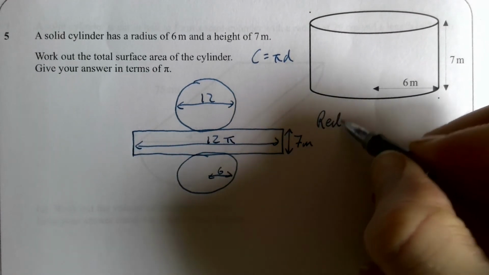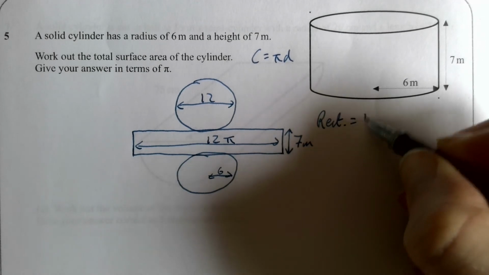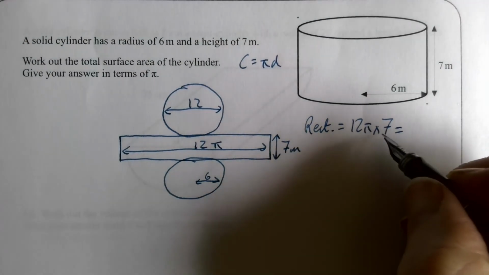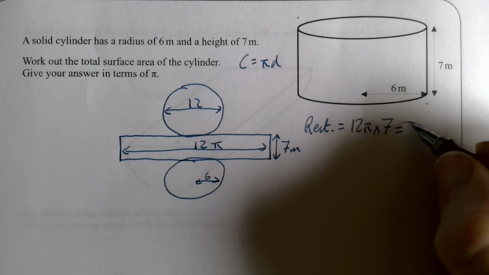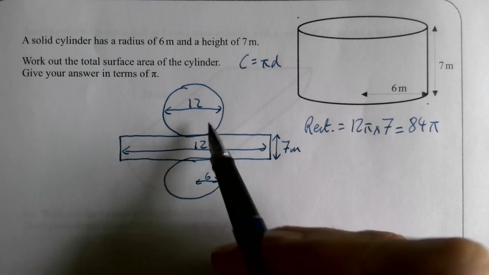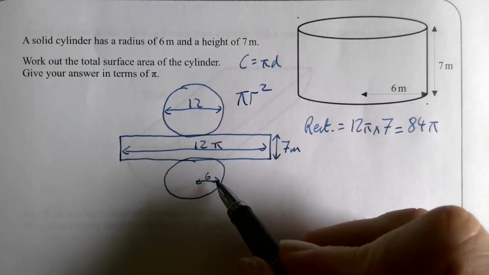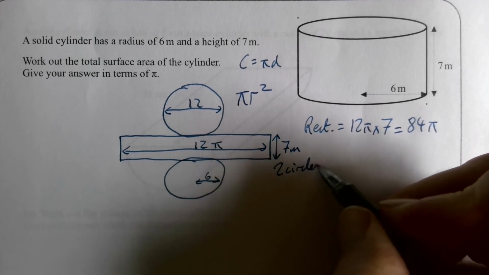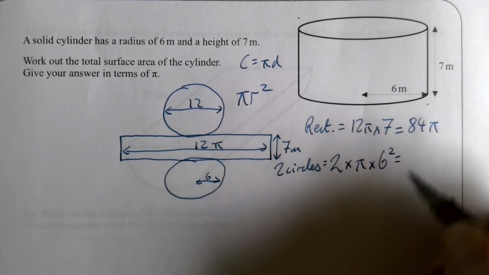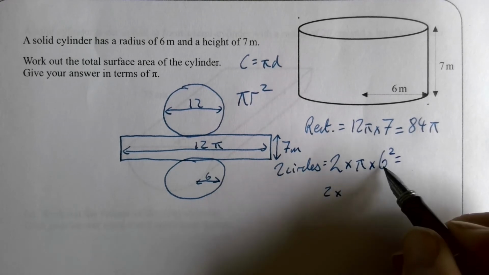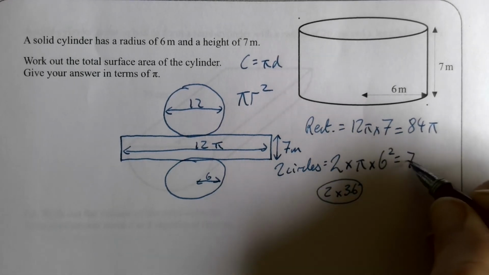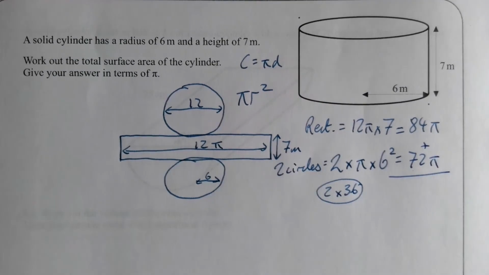So I can say my rectangle area is going to be 12 pi times 7, and this one wants it in terms of pi. So this is a non-calculator one, folks. 70 plus 14 is 84 pi. That's our rectangle. And then the area of a circle is pi r squared, and we want two of them. So two circles are going to be 2 times pi times the radius, which is 6 squared. Now 2 times, what's 6 squared? 36. So that's how many pi's we're going to have. Double 36 is 72.